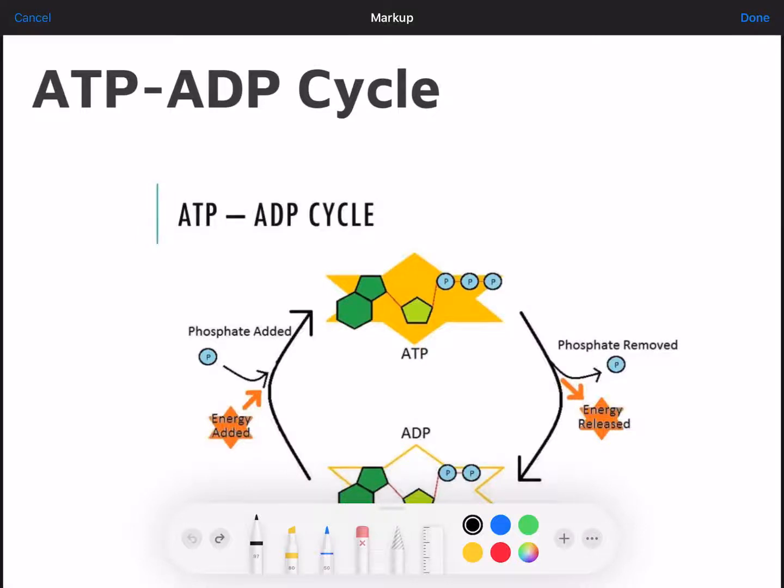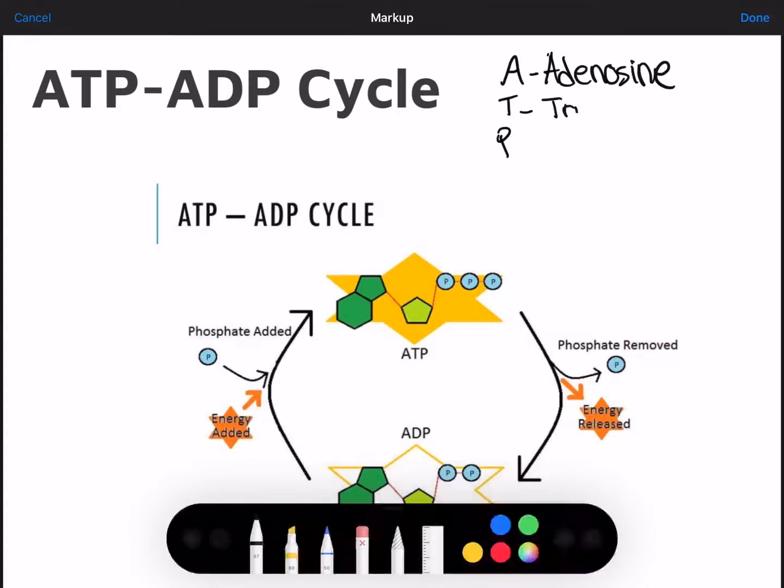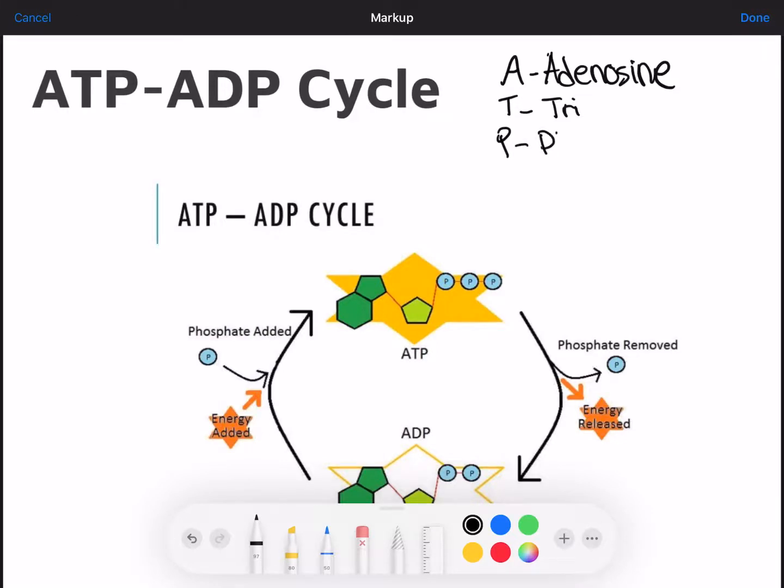In this video, we're going to be going over ATP versus ADP. So the first thing that we need to go over is what do these stand for? ATP stands for adenosine triphosphate. The T stands for tri. And the P stands for phosphate.